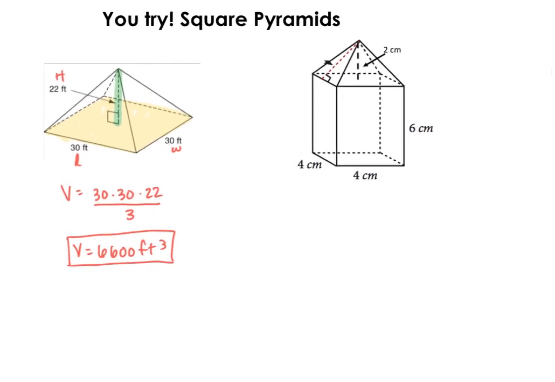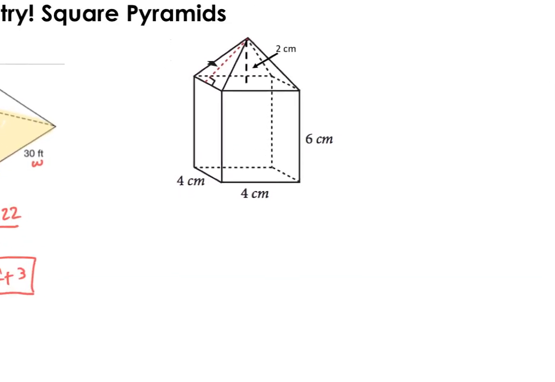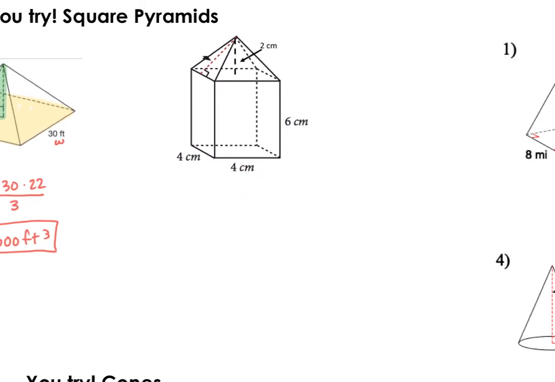All right, let's look at the second you try. So this is a composite figure. Okay, it's made up of 2 shapes. It's made up of a pyramid on top, and it's made up of a prism on the bottom. So it's 2 separate shapes. So let's first take a look at the pyramid on top.